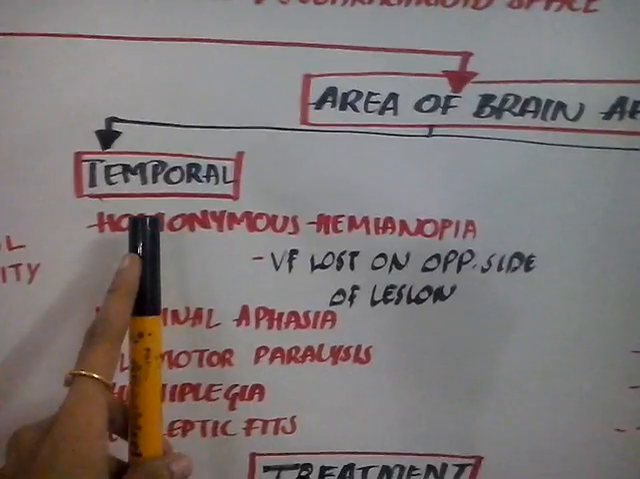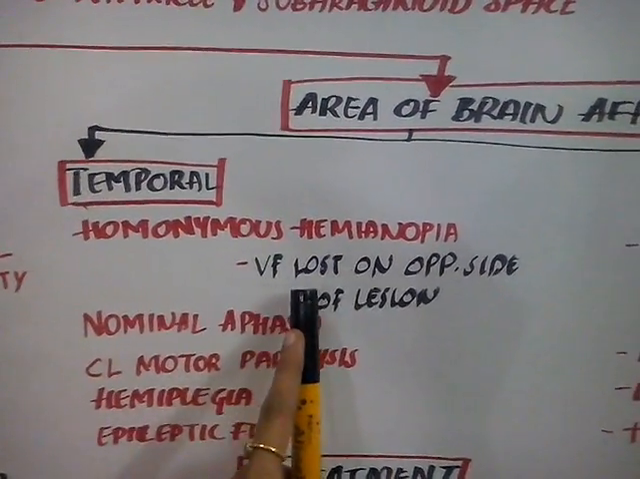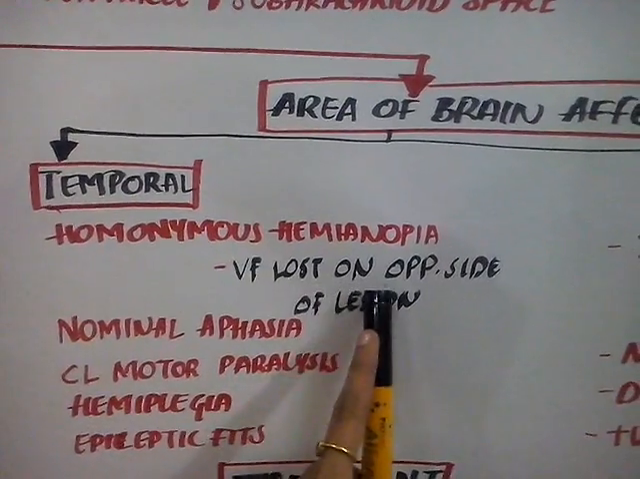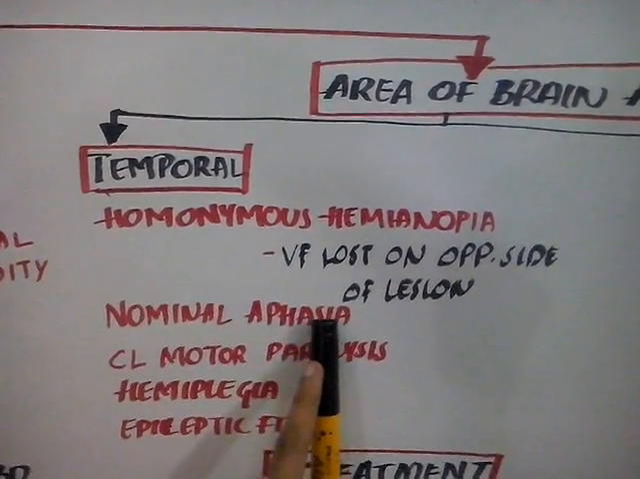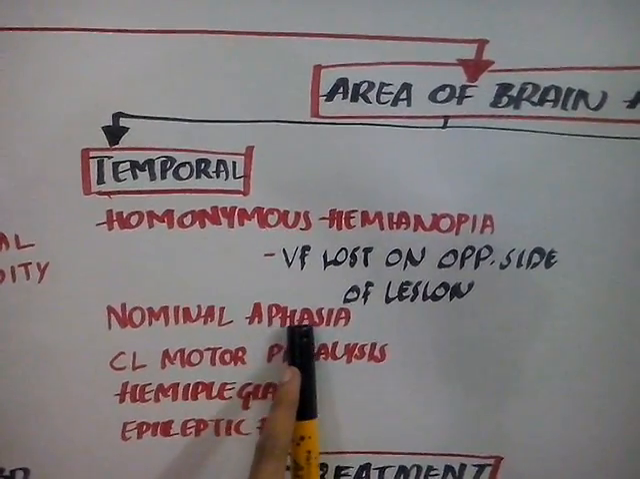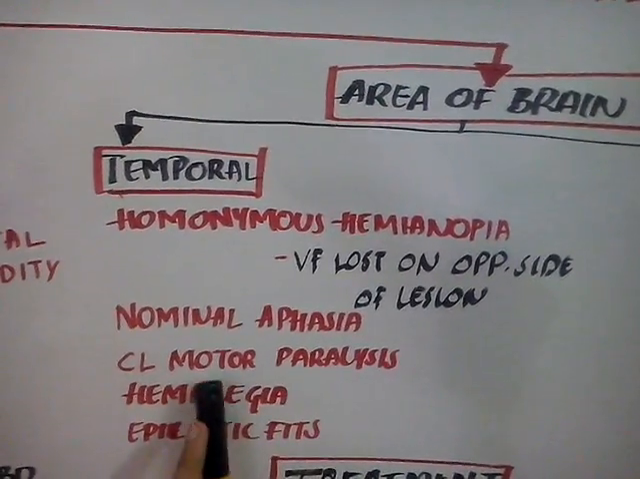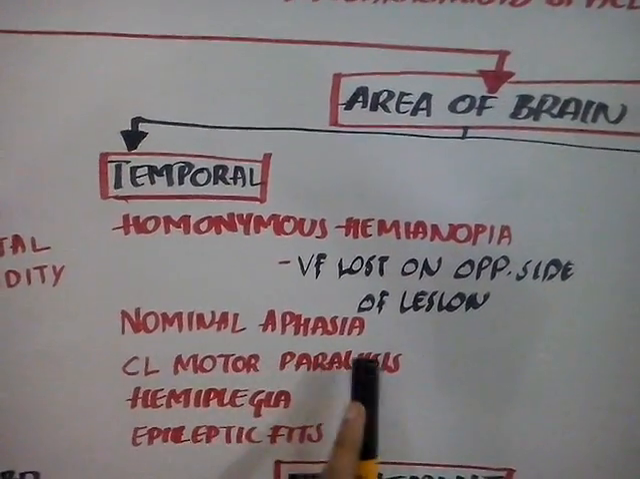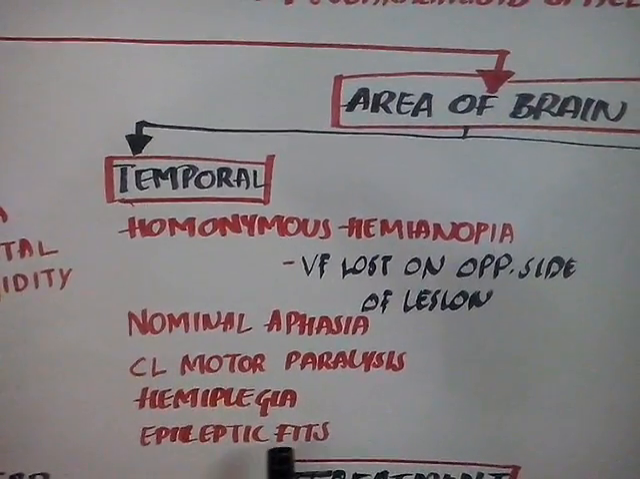Clinical features of temporal lobe abscess are homonymous hemianopia. Here the visual field is lost on opposite side of the lesion. Nominal aphasia. If dominant sphere is involved, the patient is unable to tell the names of the common objects like key, pen, paper. Contralateral motor paralysis, hemiplegia and epileptic fits.